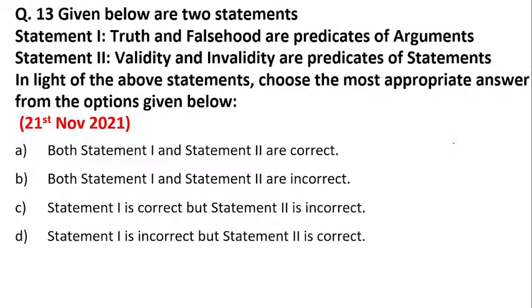Truth and falsehood are predicates of an argument. Validity and invalidity are predicates of a statement. Now you have to tell again, this is a question which is asking you to tell if both are correct, both are incorrect, or one is correct and one is incorrect. Truth and falsehood.